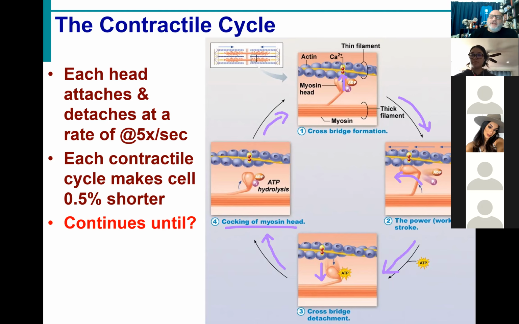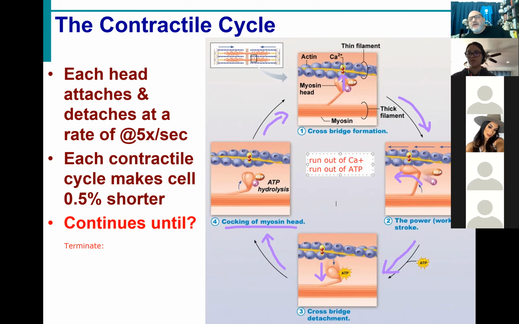All right, we started this process. How do we end this process? How do we stop the contractile cycle? It stops when there's no more calcium. True, you're right. We could run out of calcium. Or what else could we run out of? ATP, absolutely. ATP and calcium need to be present for this to continue.